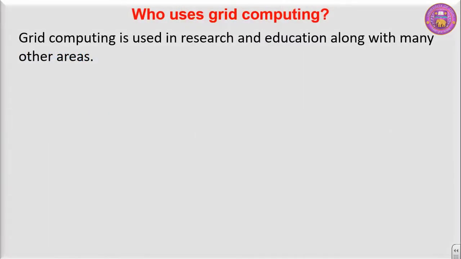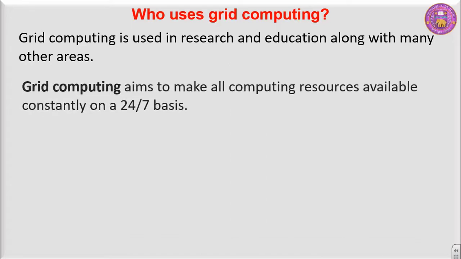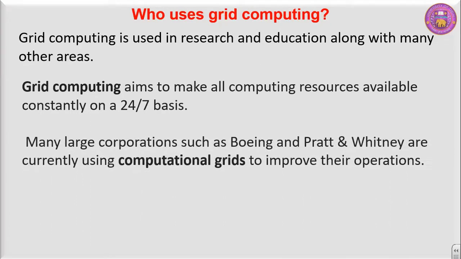Who uses grid computing? Grid computing is used in research and education along with many other areas. Grid computing aims to make all computing resources available constantly on a 24/7 basis. Many large corporations such as Boeing and Pratt & Whitney are currently using computational grids to improve their operations.